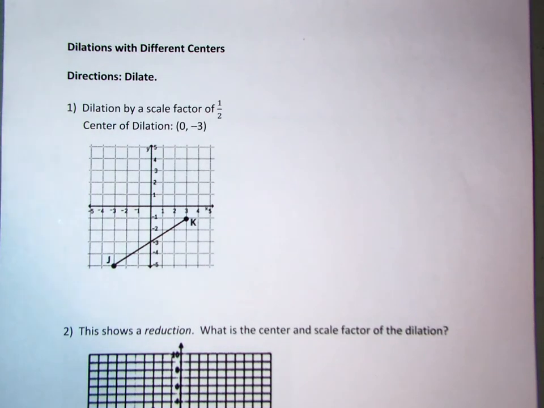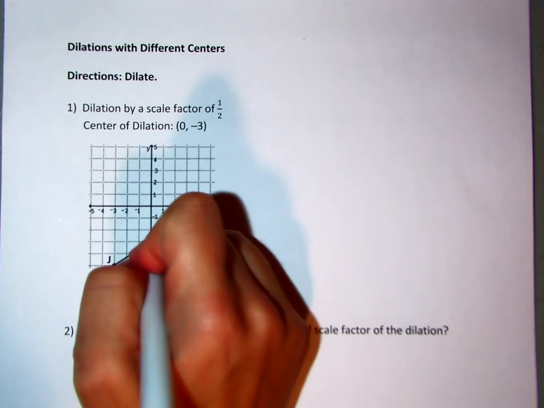This time we're doing dilations with different centers. So what we're looking at to do is we're going to have to move the center to the origin, dilate the object, and move it back. So if we look at the instructions in number 1, it says to dilate by a scale factor of 1/2, and the center of this dilation is right here at (0, -3).